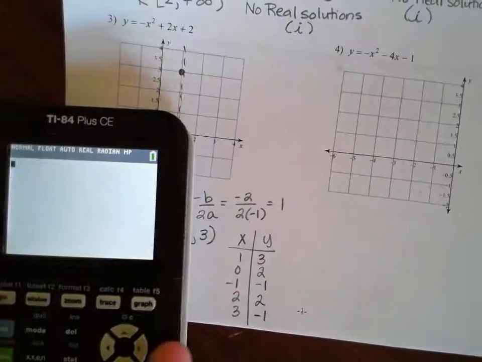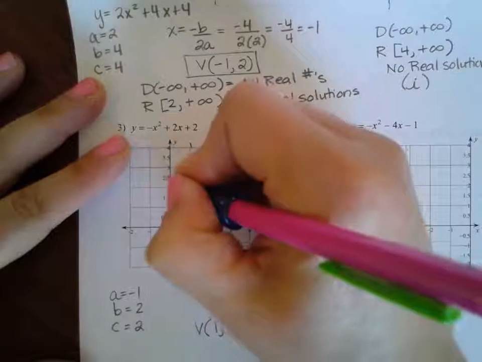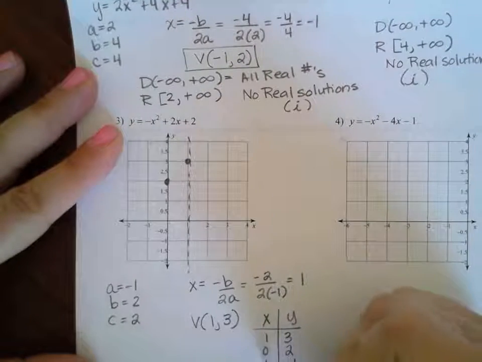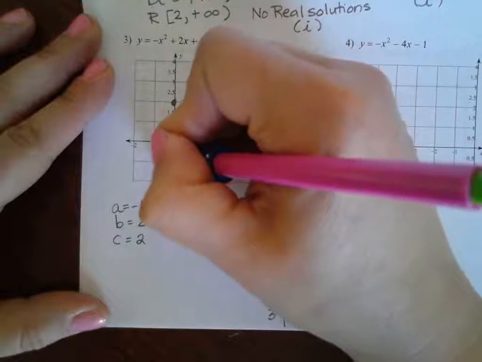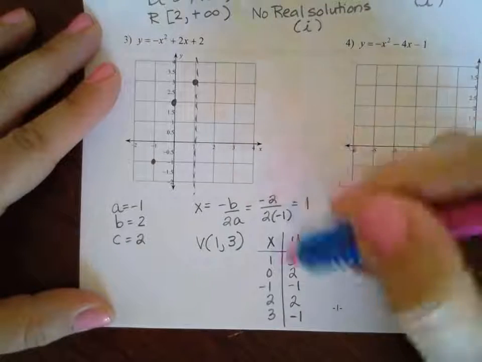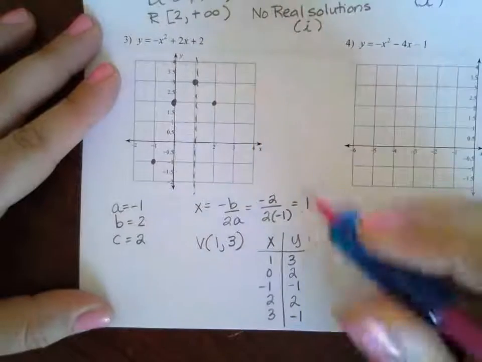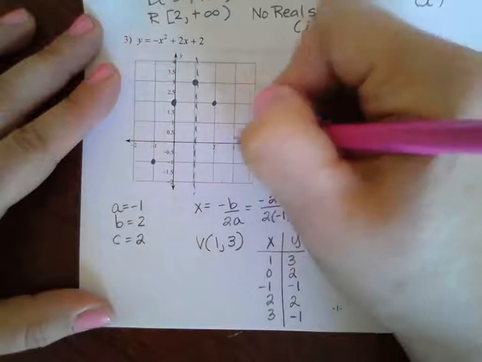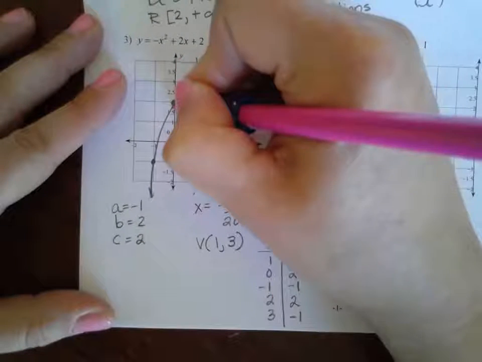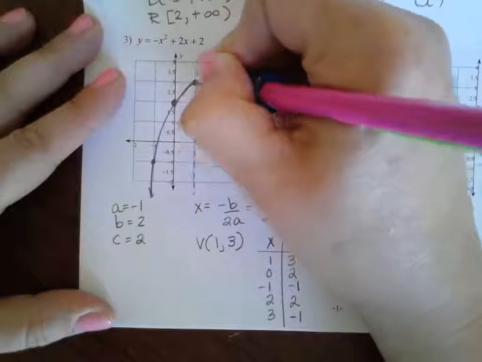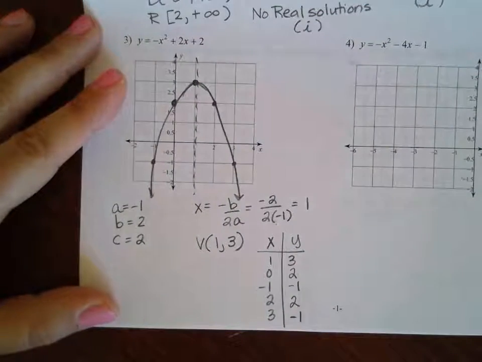So we're going to plot those points. So 0, 2. 0, up 2. We're right here. Negative 1, negative 1. So over negative 1, down negative 1. And then we're going to plot 2, 2, over 2, up 2. And then 3, negative 1, over 3, down 1. We make it as rounded as you possibly can. And there's your graph. Okay?